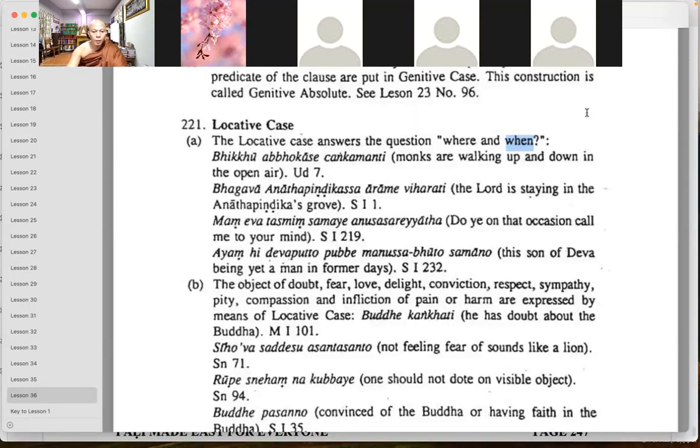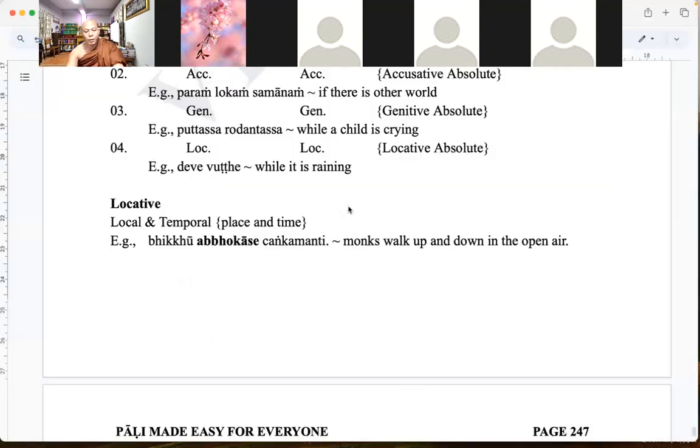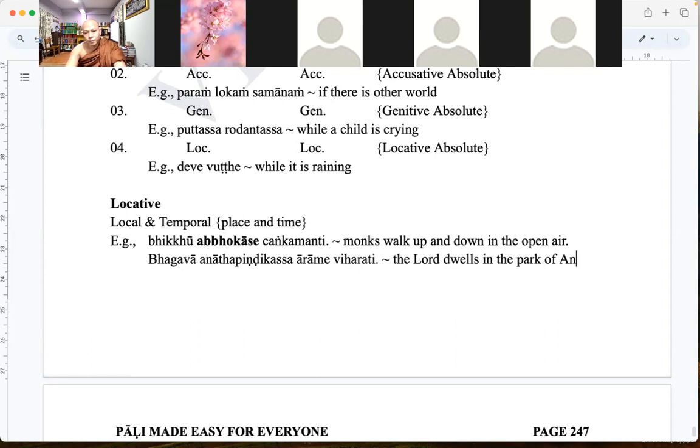And then next, Bhagava Anathapindikassa arame viharati. The Lord dwells in the park of Anathapindika. Here, arame, with the locative case.